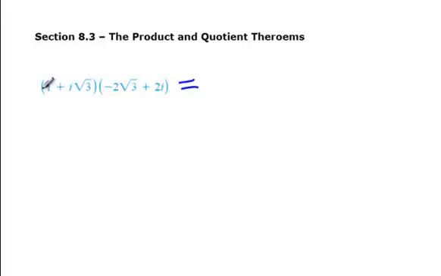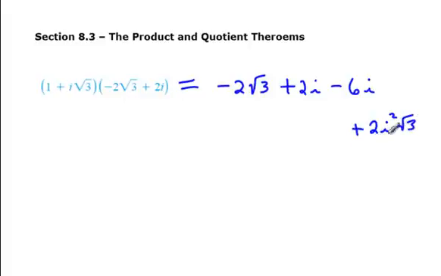the FOIL method. So 1 times negative 2 root 3 would be negative 2 root 3. Outside term, 1 times positive 2i is a positive 2i. Inside terms, positive times negative is negative. We're going to have 2 times i root 3 times root 3 is 3, so that all becomes a 6i. And last times last, positive i root 3 times positive 2i would be a positive 2i squared root 3. 2i squared times the square root of 3. And recall that i squared is the same thing as negative 1.